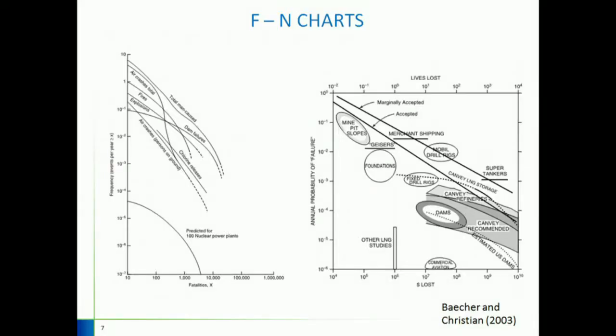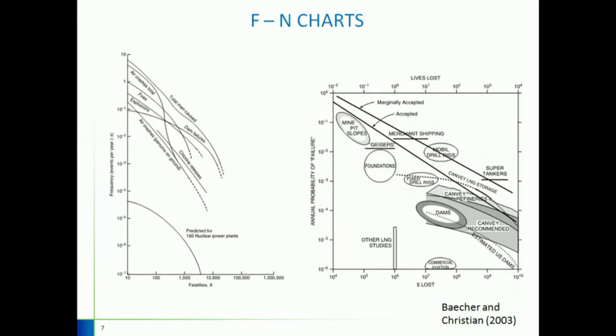So the foundations are here, dams are here, and you can see two lines here. One is called accepted and one is called marginally accepted. So if you calculate your annual probability of failure and the loss associated with it, if it plots right here, what will we say if it plots right there? Not acceptable. And if it plots right here, we're good. So that's the use of these charts.